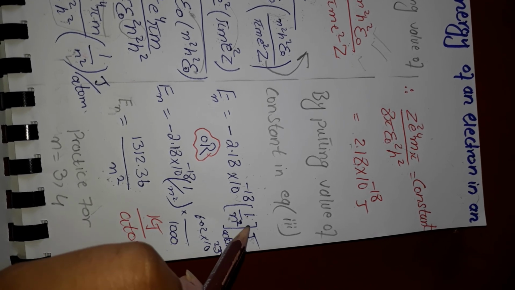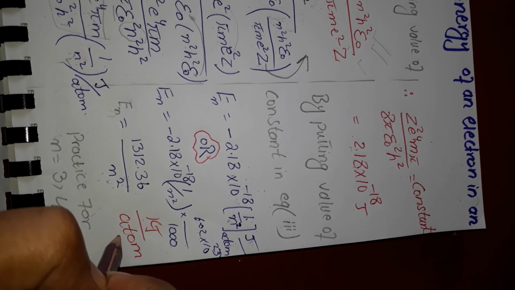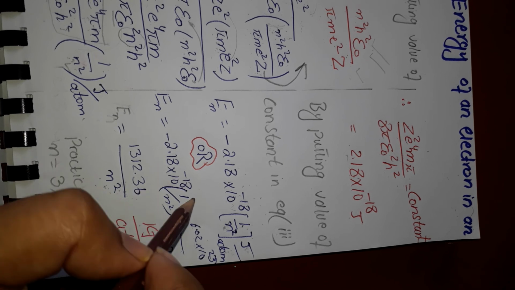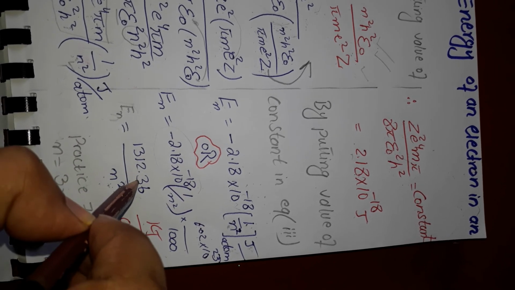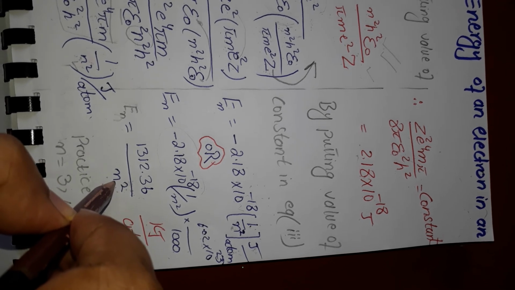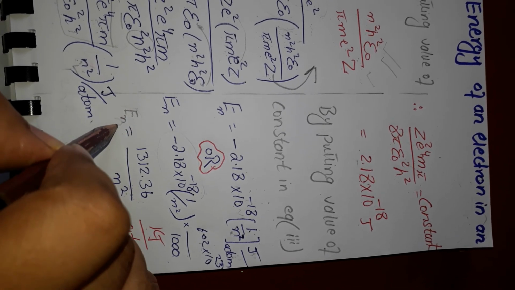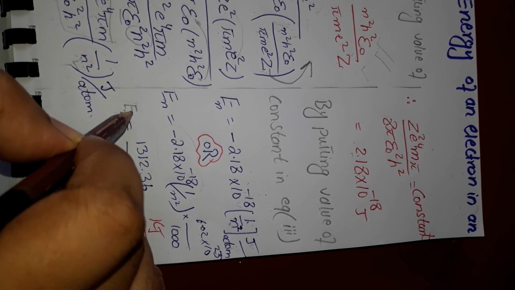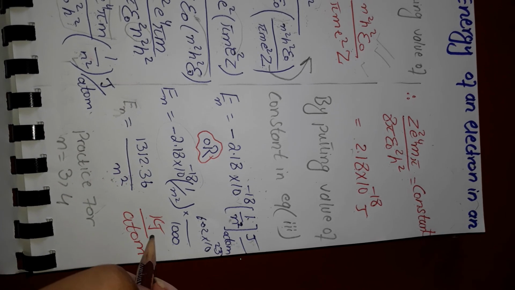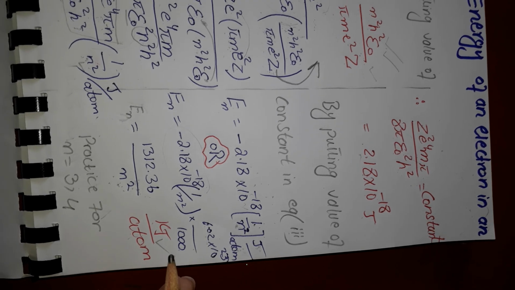Now it has changed from joule per atom to kilojoule per atom, but its value has also changed. Now here it is 1312.36 divided by n square, for the n number of orbit. Here energy can be calculated by using this formula.